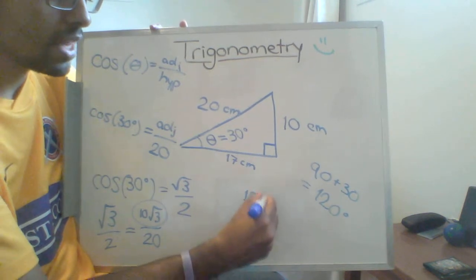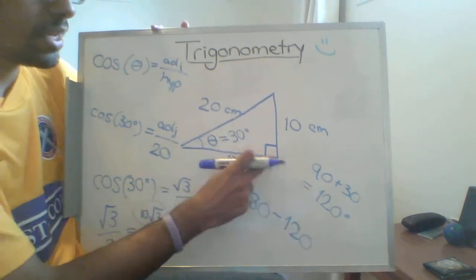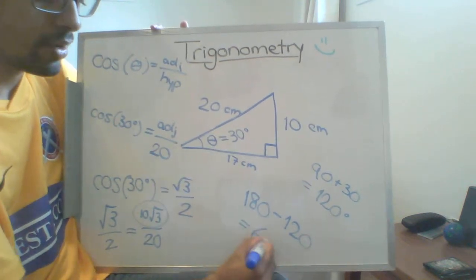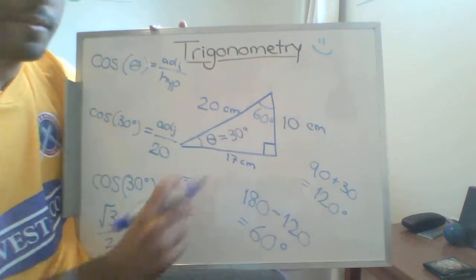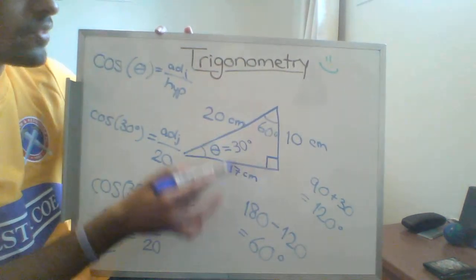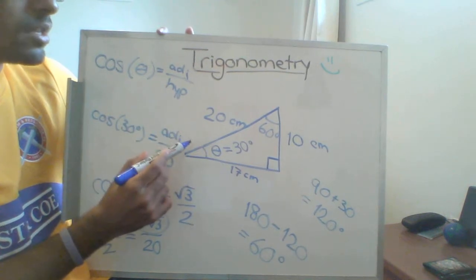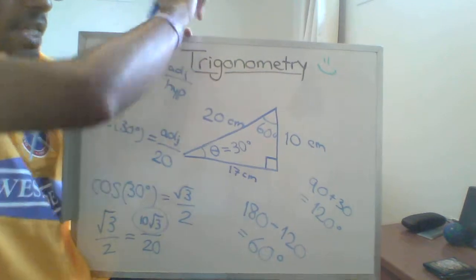So to figure out that last angle up there, all we have to do is take out the 120 that is already accounted for, and we're left with 60 degrees up there. So now we've got all the sides, 10 centimeters, 17 centimeters, 20 centimeters, and we've got a 60 degree angle, a 30 degree angle, and a 90 degree angle.